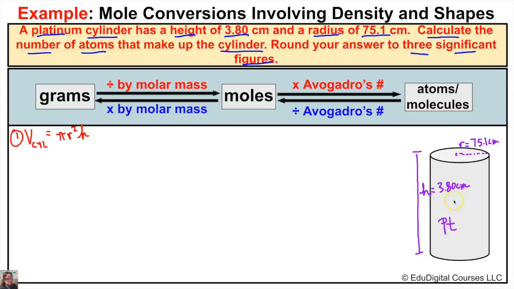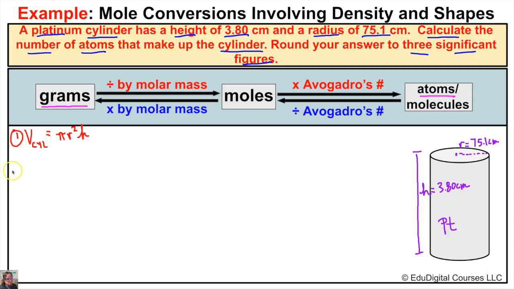And so after we get done finding the volume, what can we do next? Remember, we want to figure out the number of atoms that make up this cylinder. And so if we can somehow figure out the mass of this cylinder, we can then run it through this process here and figure out the number of atoms. But how can we figure out the mass if all we know so far is the volume?